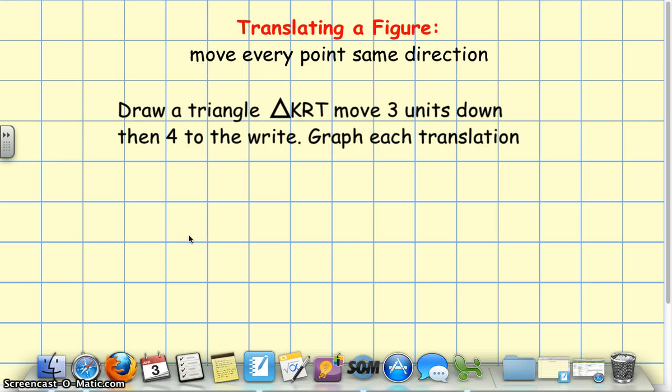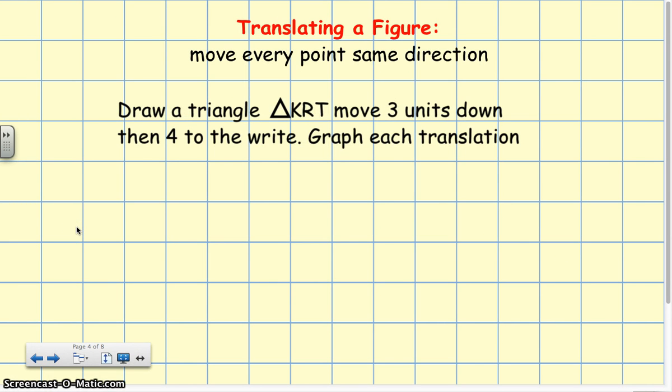All right, we are going to translate a figure. I'm going to draw a triangle KRT. So when they say to draw a triangle, that just means you draw a triangle. You pick 3 points, connect them any way you want. I'm going to draw a triangle and call it KRT. I want to move my triangle 3 units down and 4 units to the right.